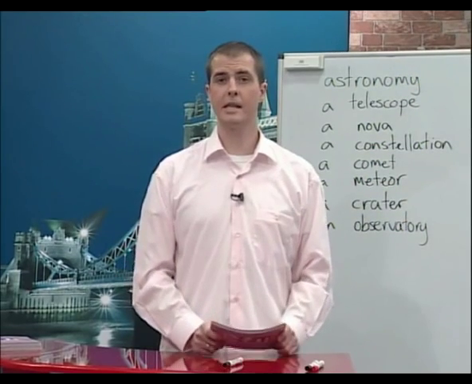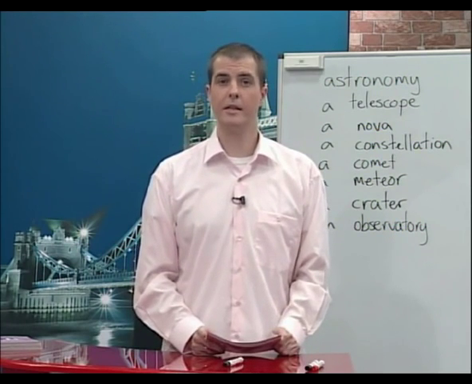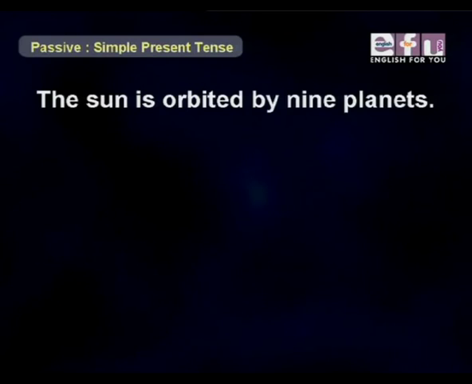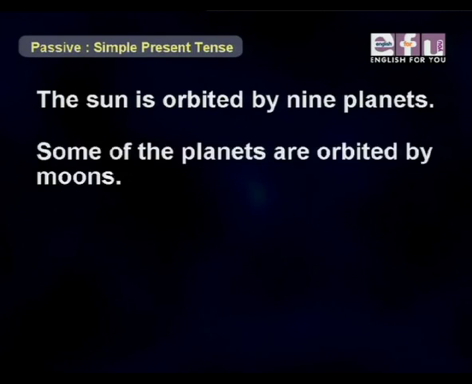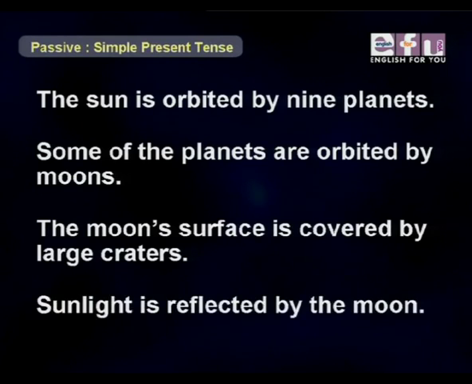Now, these sentences are in the active voice. Let's look at the same sentences in the passive voice. The sun is orbited by 9 planets. Some of the planets are orbited by moons. The moon's surface is covered by large craters, and sunlight is reflected by the moon.